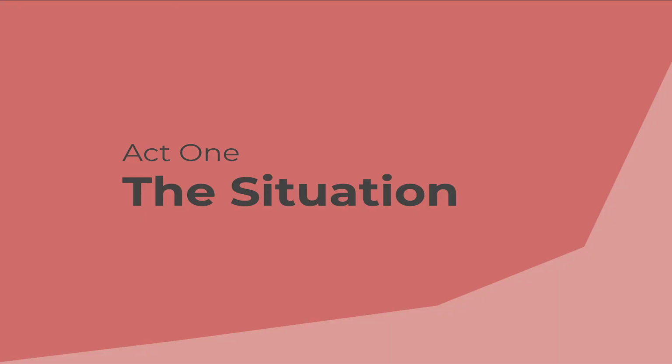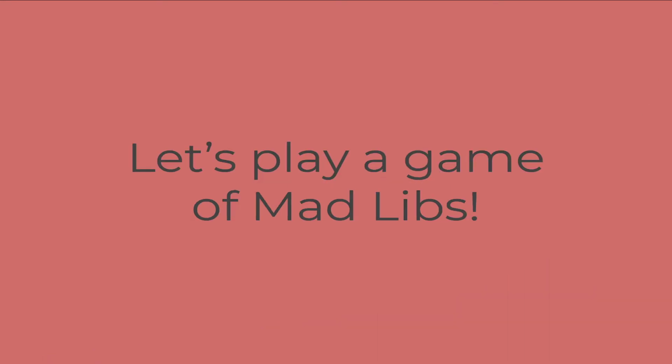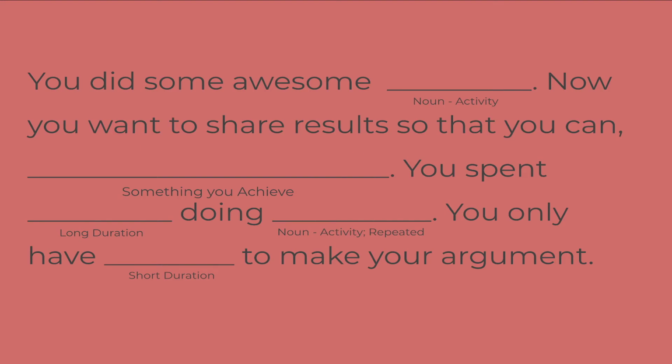Act 1, the situation. So let's play a little game of Mad Libs to discuss this reason for storytelling. If you can imagine, and you might have found yourself in this situation before, you did some awesome noun activity, and now you want to share the results so that you can achieve something. You spent a long duration doing this noun activity, but you only have a short duration to make your argument.